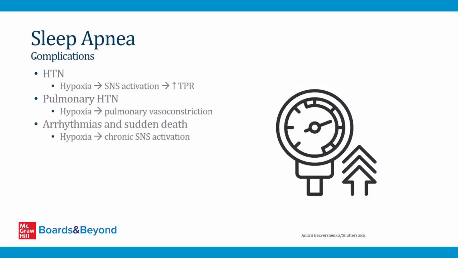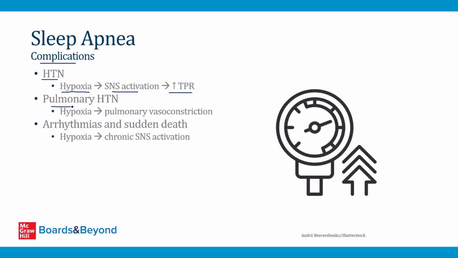Besides those symptoms in the last slide, sleep apnea can lead to some important complications. First of all, it can cause hypertension. So the recurrent hypoxia at night during sleep that is caused by the cessation of breathing can activate the sympathetic nervous system, and this can lead to an increase in the total peripheral resistance, and that can lead to hypertension.